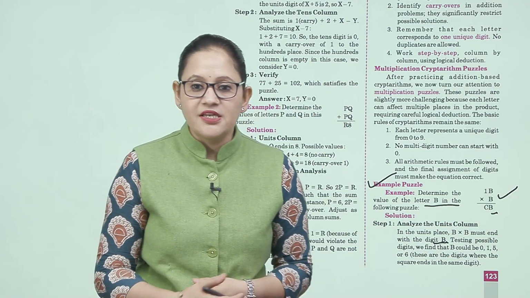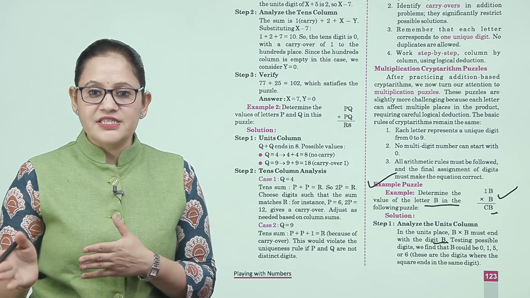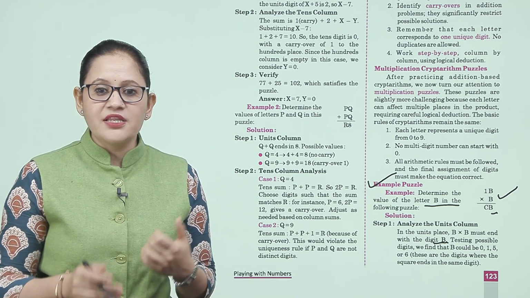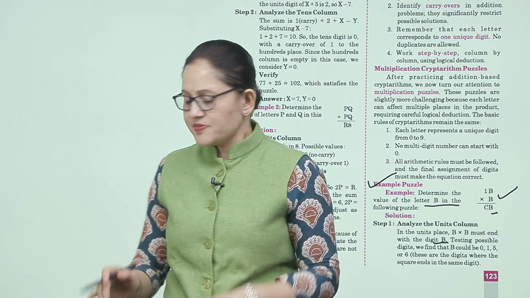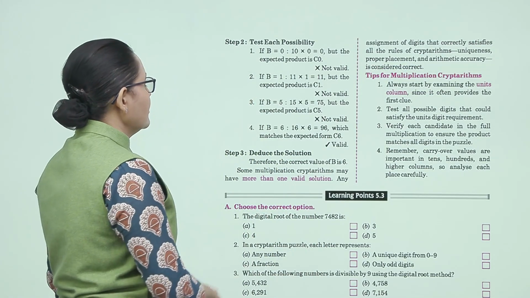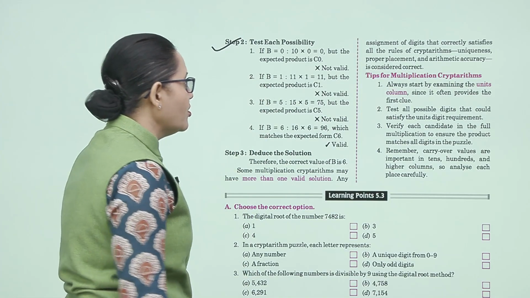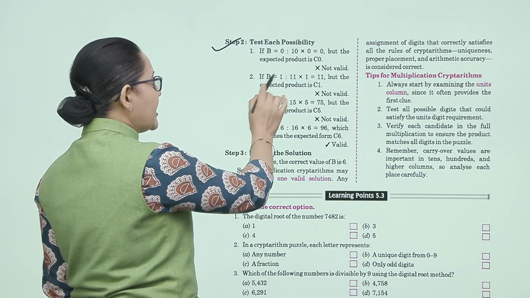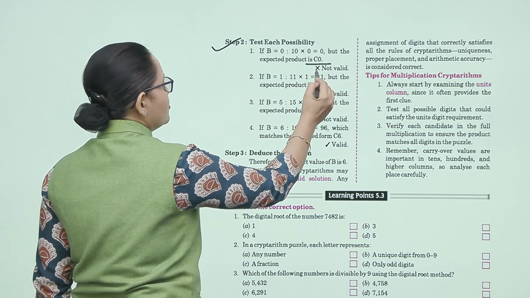Testing the possibilities, we find that B could be 0, 1, 5 and 6. These are the digits where the square ends with the same digit. So these could be the possible digits. Now test each possibility. If B equals 0, 10 times 0 is 0. But the expected product is C0, so it's not valid.